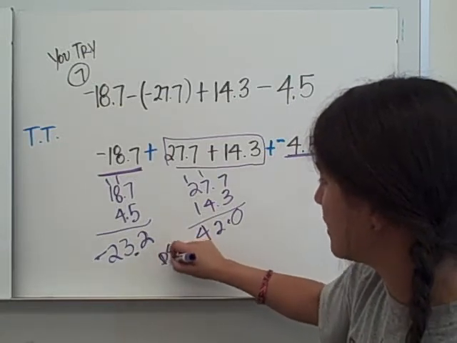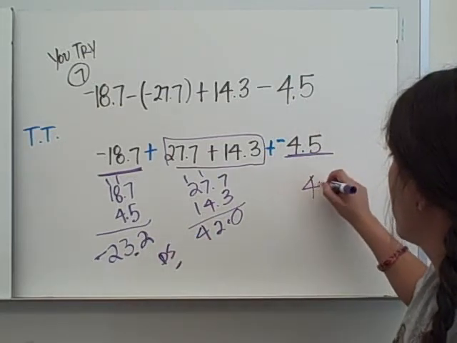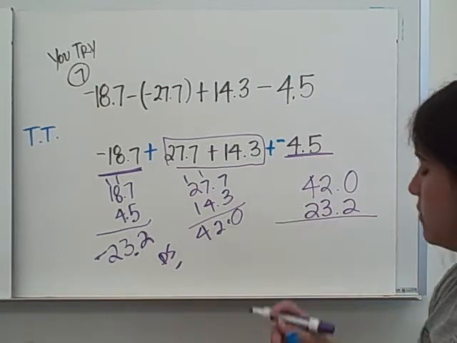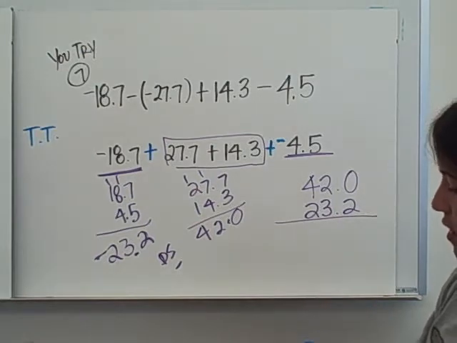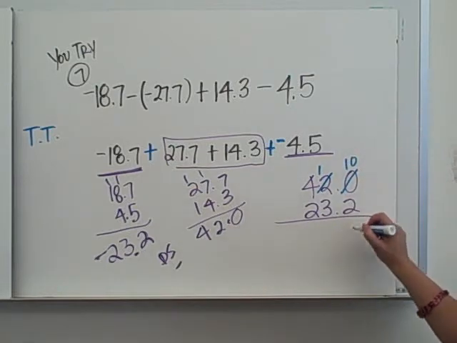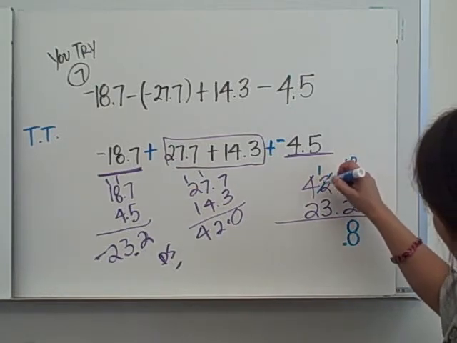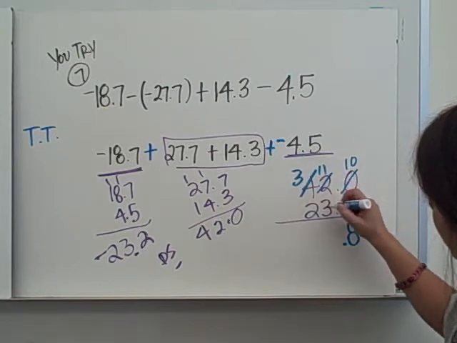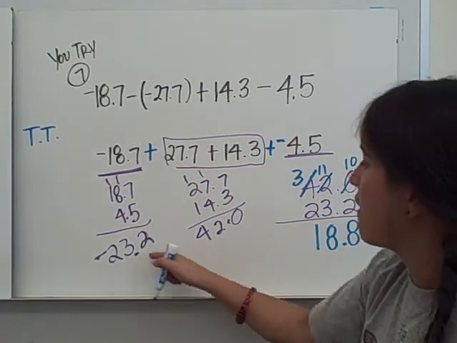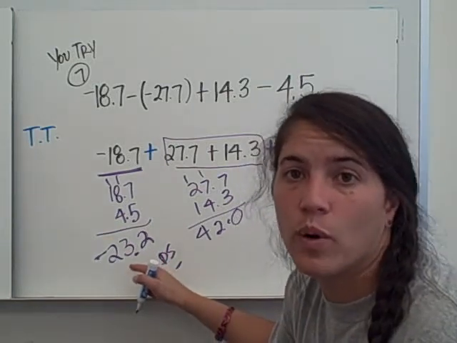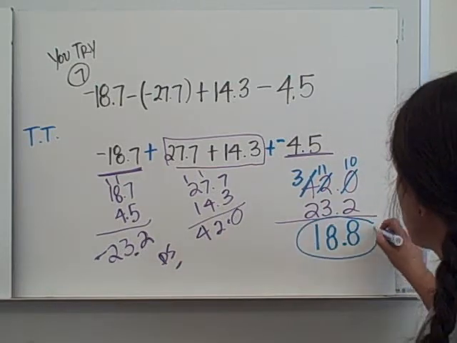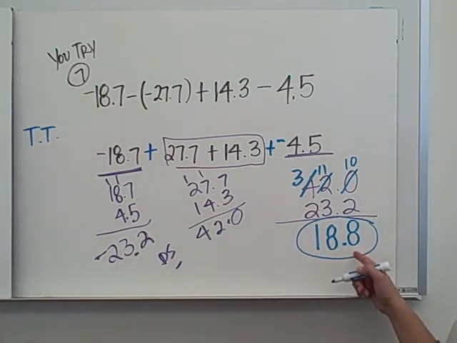These are different signs, so I'm going to subtract 42.0 minus 23.2, and I get borrow. 10 minus 2 is 8. I got to borrow again. 11 minus 3 is 8. 3 minus 1 is 1. 18.8. And then is it going to be positive or negative? Which one is bigger? My 42 is bigger, so that means my answer is going to be positive, 18.8.